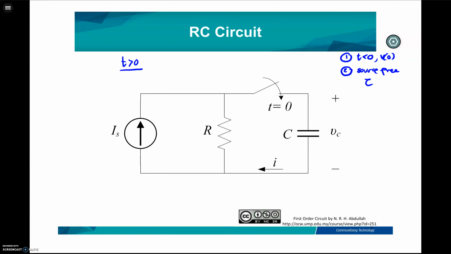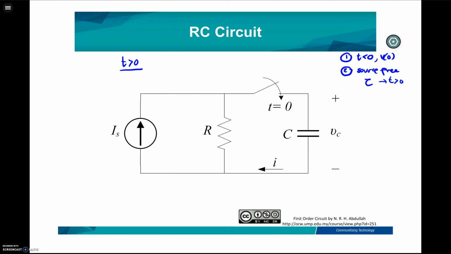But then for the step response, there will be another step, okay? So this condition is for t more than 0. For the step response, there will be t less than 0, t more than 0, and t equal to infinity. So there will be 3 stages, 3 circuits that you need to draw in order to determine the equations of the V(t). So this is one of the examples.